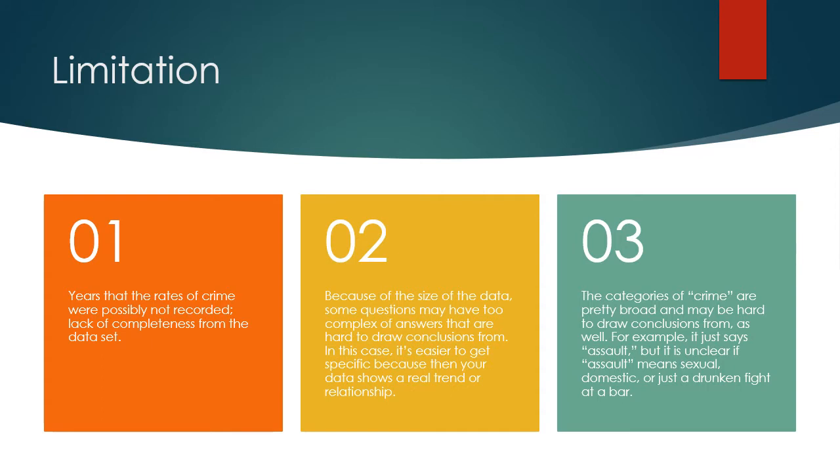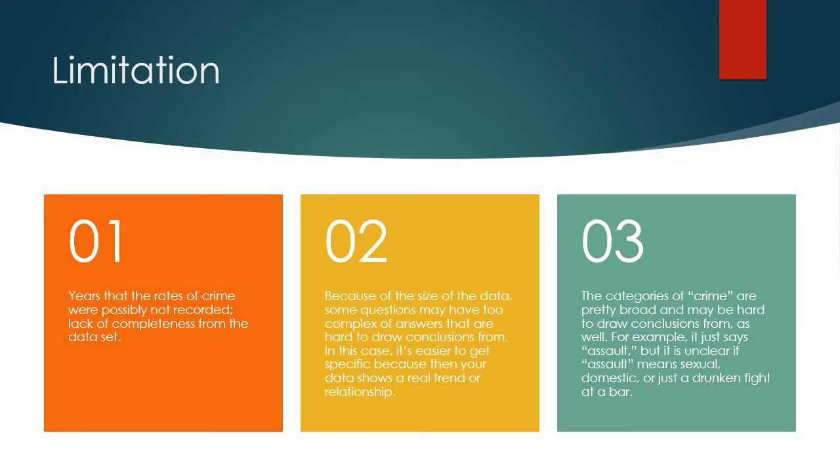However, before we jump into the structure of the dataset and the question, let's look at some of the limitations for this dataset. First of all, the years of the crimes were possibly not recorded due to various reasons, so there's a lack of completeness from the dataset. Second, because of the size of the data, some questions may have too complex of answers that are hard to draw conclusions from. In this case, it's easier to get specific because then your data shows a real trend or relationship. And third, the categories of crime are pretty broad and may be hard to draw conclusions from as well.